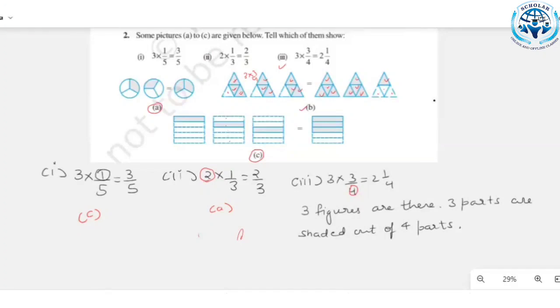On the left hand side of is equal to 3 into 3 by 4. 3 wholes and then out of 4, 3 are shaded. On the right hand side 2 are the complete wholes, that means 2 wholes are shaded and 1 part of the 4 is shaded in the third one. So the answer is B1.